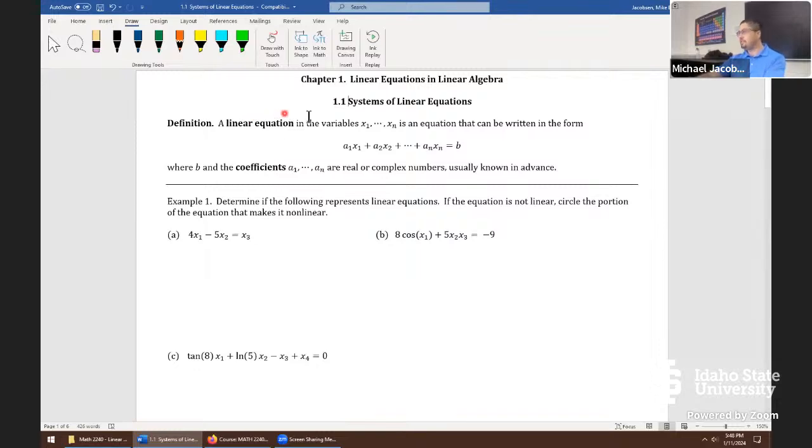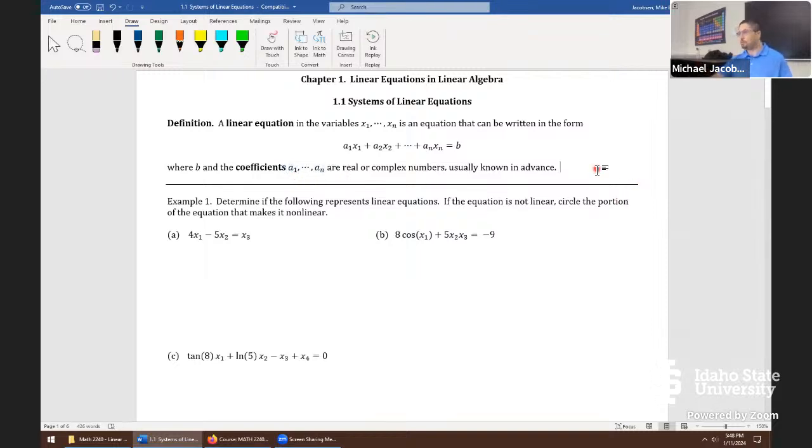We'll say a linear equation in the variables x1 through xn is an equation that could be written in this form. The feature is we have a coefficient multiplying a variable, so a1 times x1, added up with multiple terms, equals some constant. If that's your format, you've got a linear equation. The values in front are the coefficients a1 through an, and they just have to be any real number, but they have to be constants. They can't be true variables themselves.